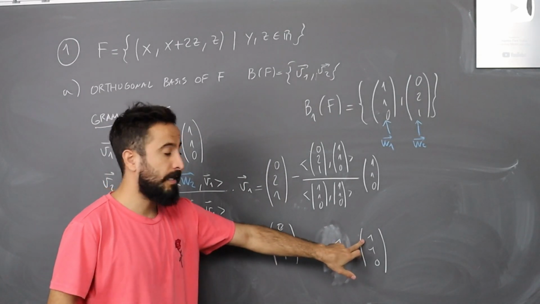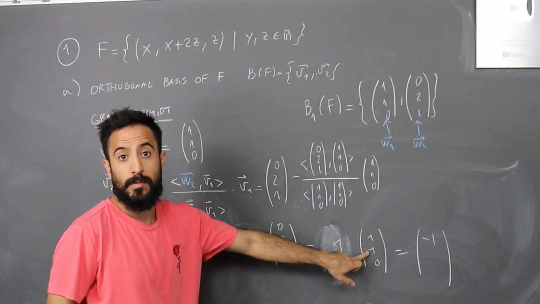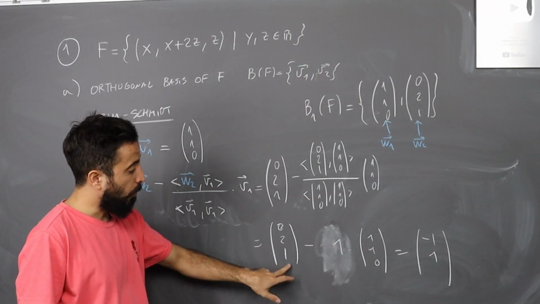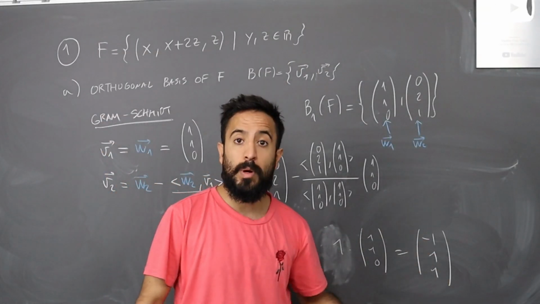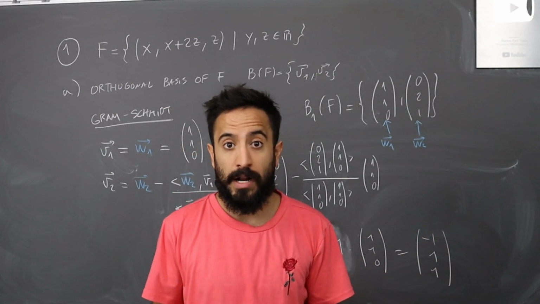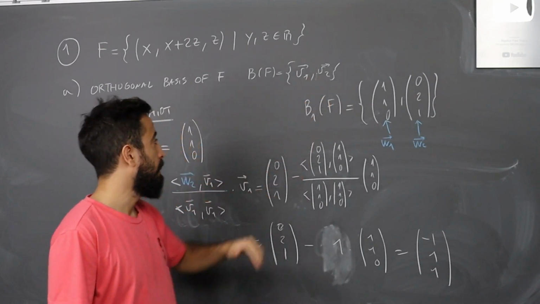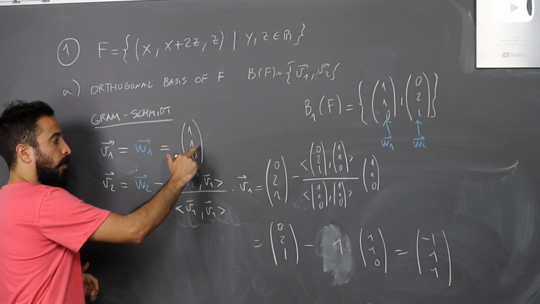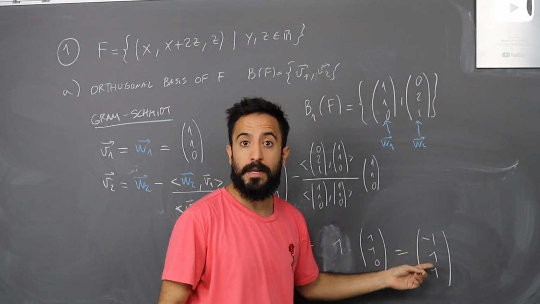0 minus 1 is minus 1. 2 minus 1 is 1. And 1 minus 0, 1. So this is the second vector we were looking for, the vector b2. So we have the orthogonal basis of F. It's made of two vectors, b1 and b2. The vector b1 is 1, 1, 0, and the vector b2 is minus 1, 1, 1.